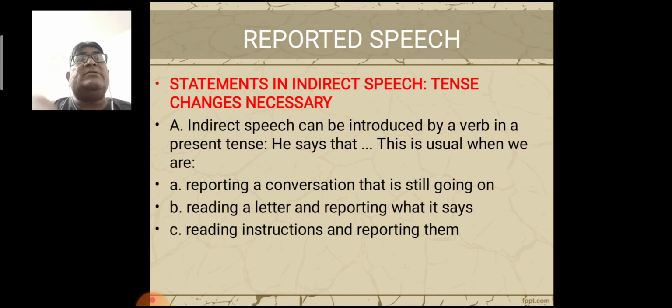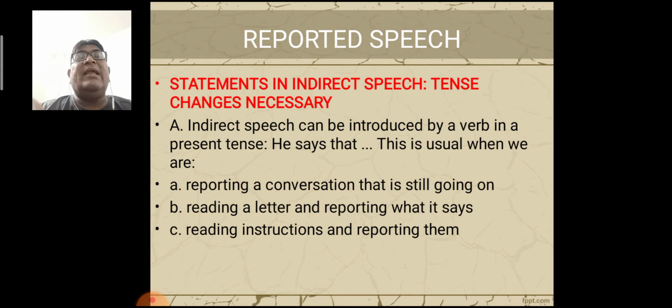If the statement is in indirect speech, then according to that, changes in tenses are possible. It is necessary to change from one tense to another tense. Now let's see what the rules are. Indirect speech can be introduced by a verb in the present tense, such as "He says that." This is usual when we are reporting a conversation that is still going on.